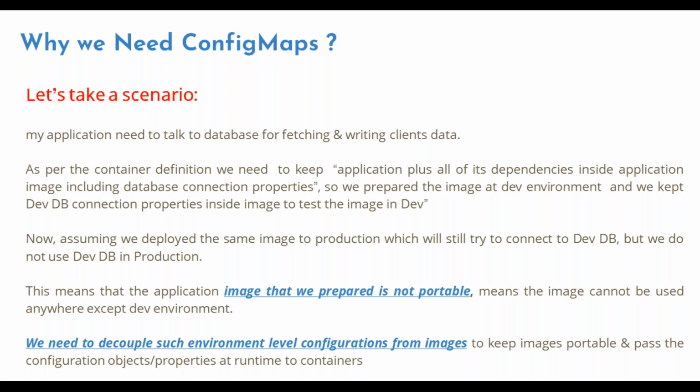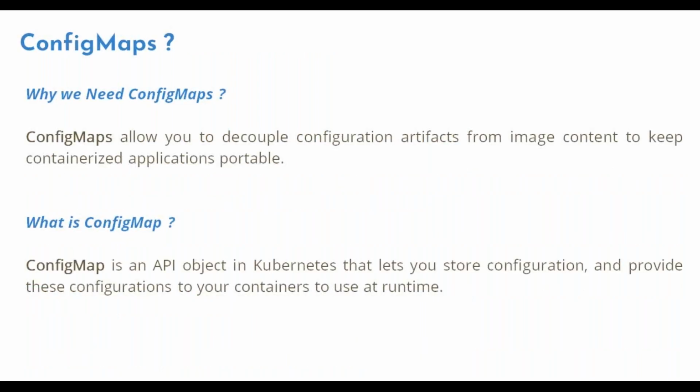We need to decouple such environment level configuration from images to keep the images portable, and pass these configuration objects or properties at runtime to the containers. This is where we talk about something called config maps in Kubernetes, which will help you to do that. The config map allows you to decouple configuration artifacts from the image content to keep the containerized application portable. That is the solution we needed, and config maps allow you to do that.